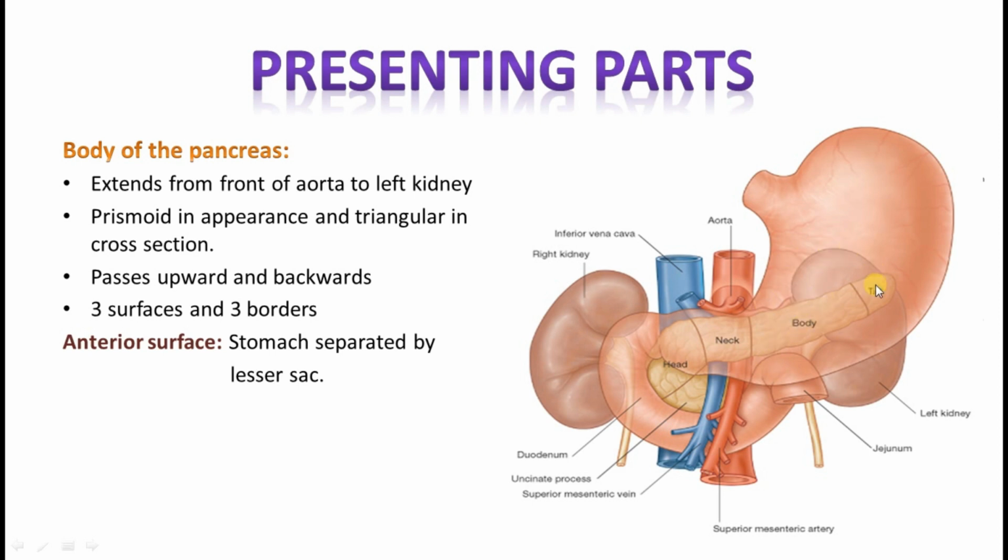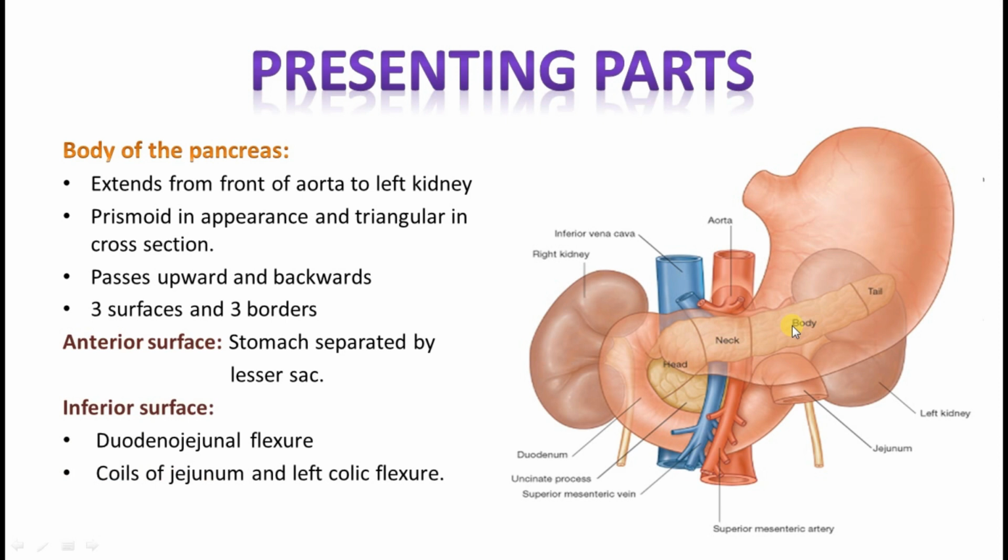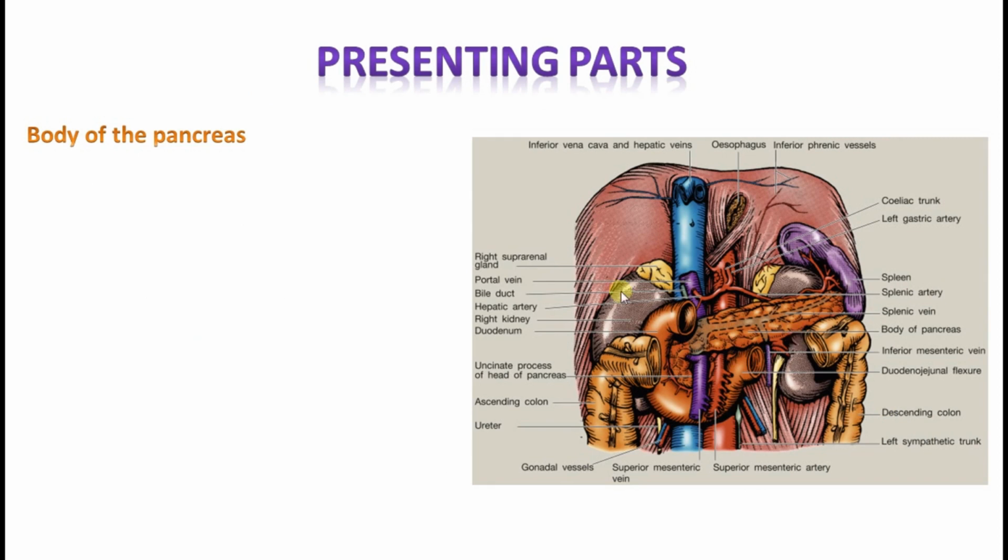So it is related to the posterior inferior wall of the stomach, separated from the stomach by the lesser sac, the antero-superior surface. The inferior surface or antero-inferior surface is related to the duodenojejunal flexure and coils of jejunum, and more laterally you will have the left colic flexure. So here you are able to see the inferior surface is related to the duodenojejunal flexure, then coils of jejunum all present here, and then the left colic flexure.